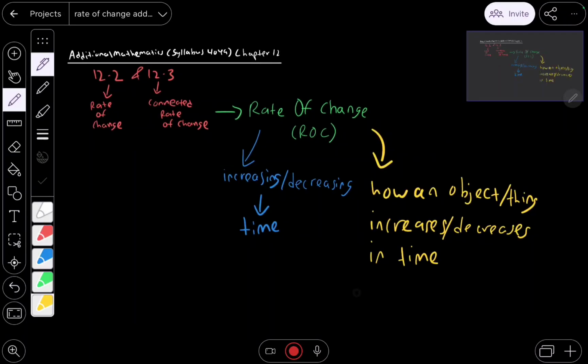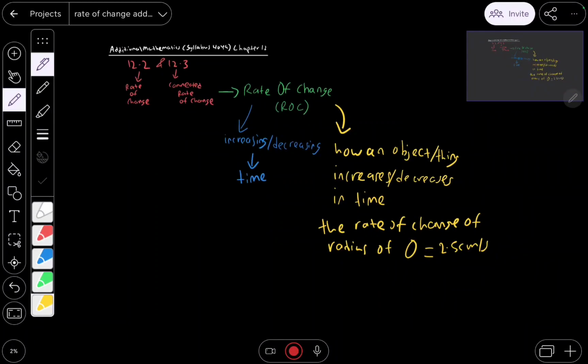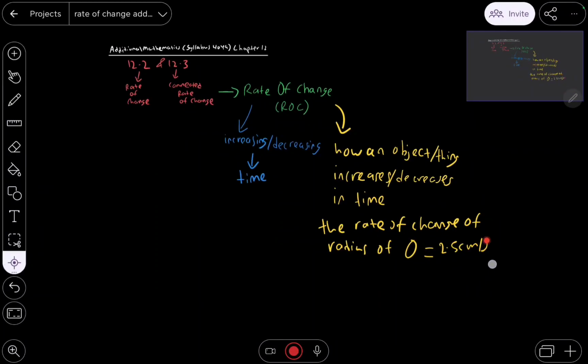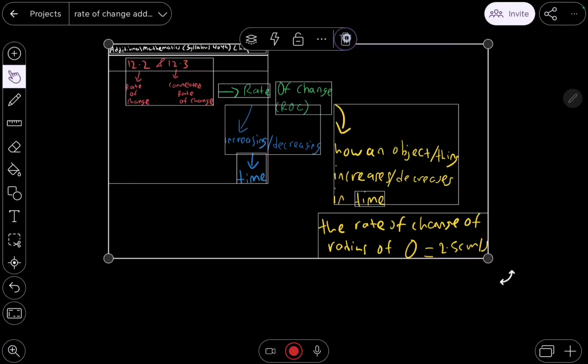So let's say the rate of change of the radius of a circle. Do you mind if I just draw a circle like that? Is, let's say, 2.5 cm per second. Do you see that over here there's a second here? And seconds, what does it represent? It represents time, correct? So without further ado, I'll be introducing to you what is rate of change.